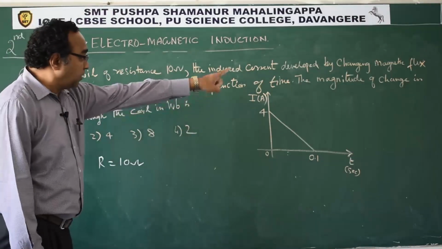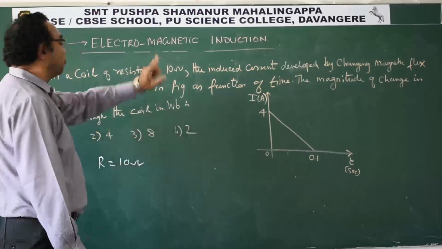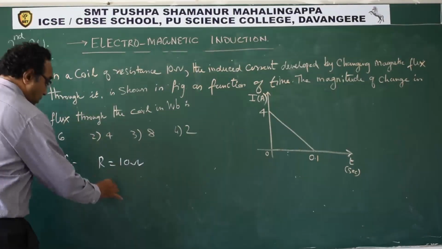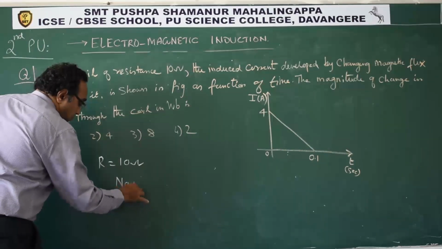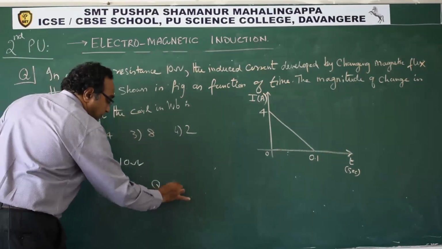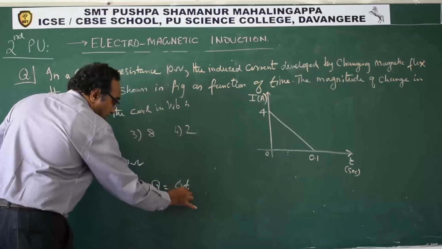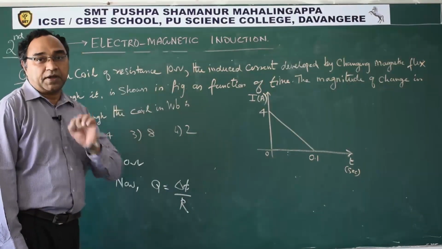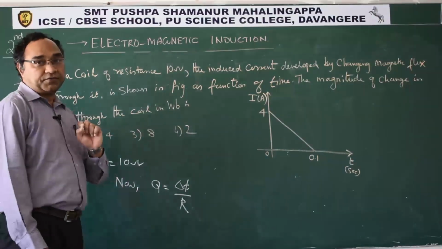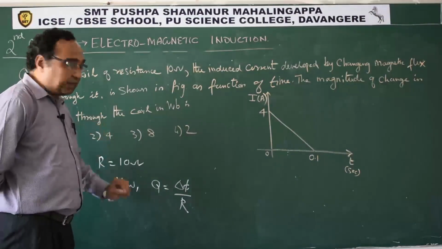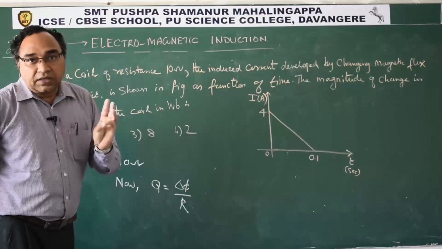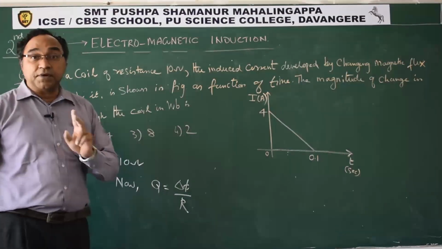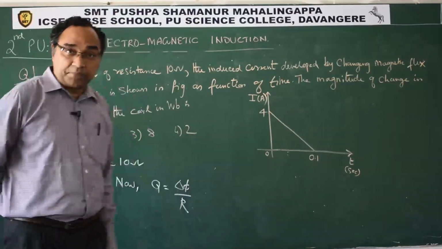Question: the magnitude of change in flux through the coil in Webers is. Now, Q is change in flux by R. We have seen this in the induced parameters when we derived them in the previous class. We have seen that it is the charge which is independent of time. Induced current and induced EMF both depend on time. This is what we had seen explicitly.